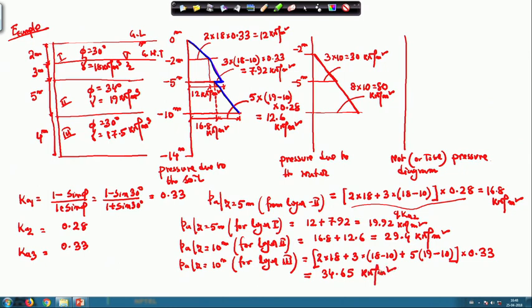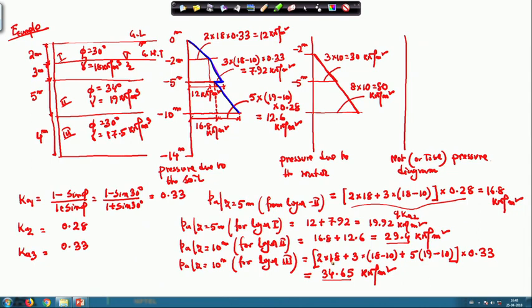So, here the total value for the second layer at this depth is 29.4, and for the third layer it is 34.65.